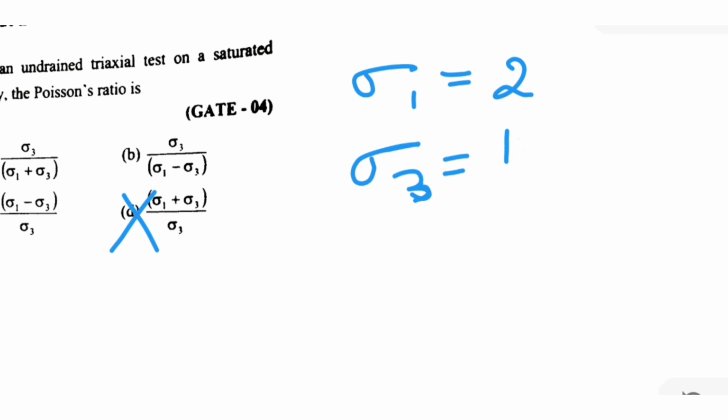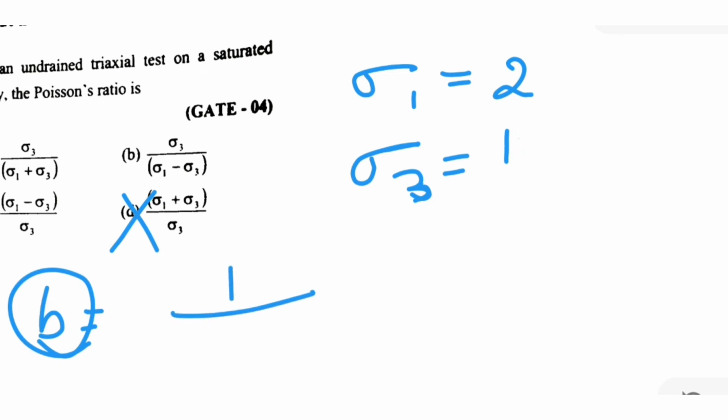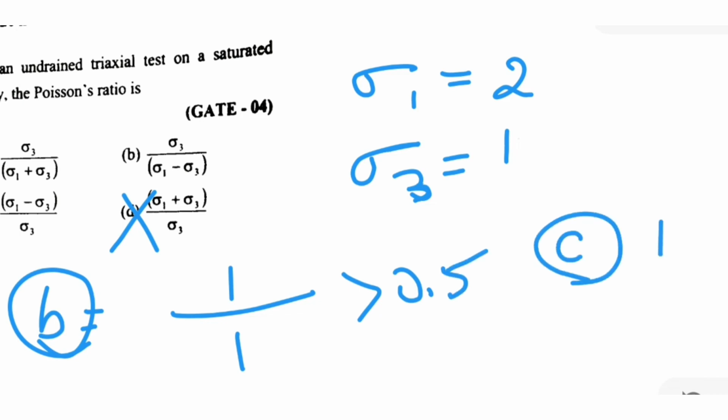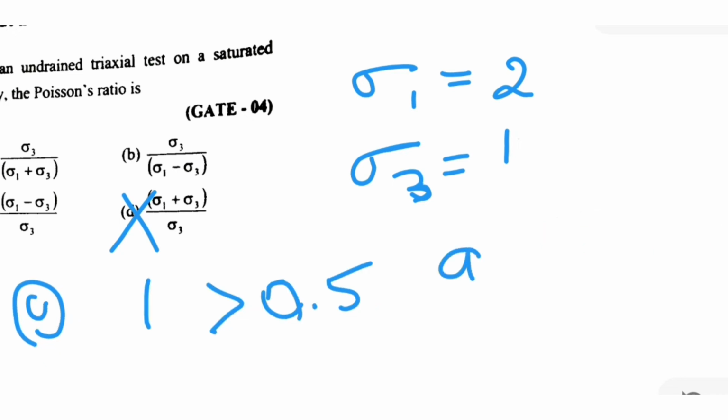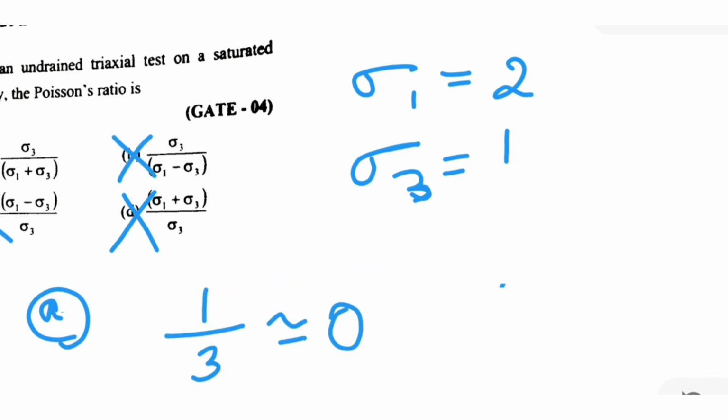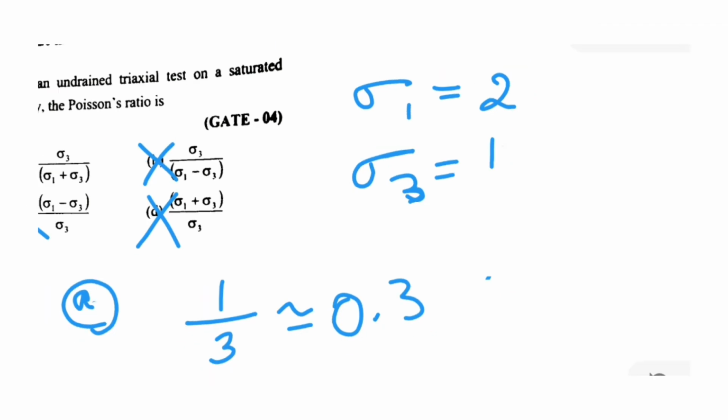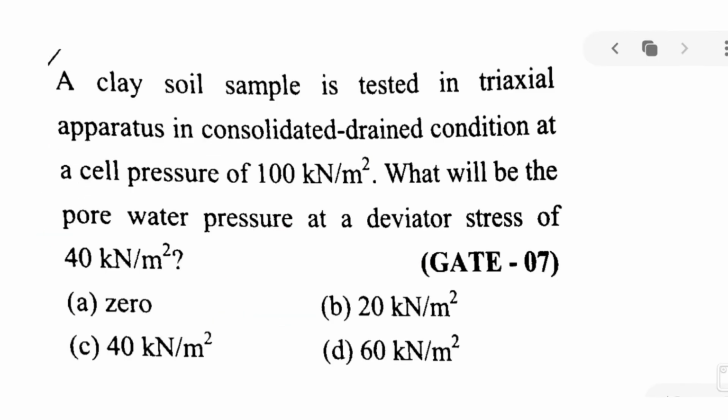Let's check option B. Again in option B, sigma 3 is 1. So 2 minus 1 is 1, which is greater than 0.5 again. Checking C, you will again get 1, which is greater than 0.5. Coming to option A, it will give you nearly 0.3, which is in the range. Hence, option A is correct for our question. Next question from GATE 2007.